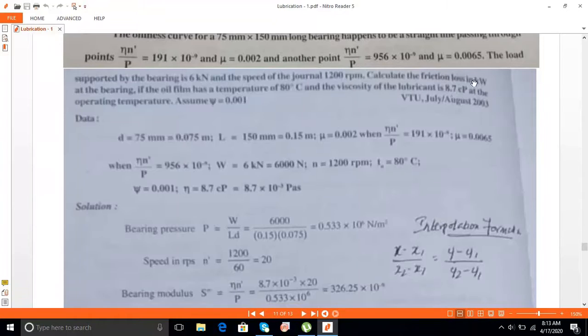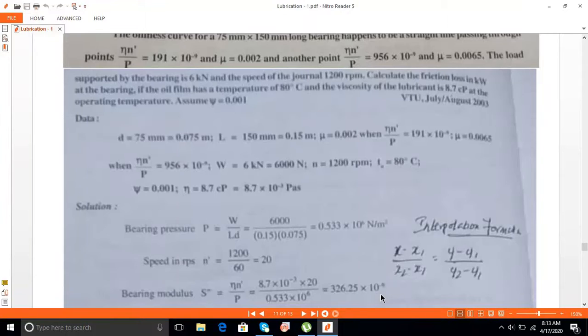Nu is given as 8.7 centipoise, 10 power minus 3. N dash is n by 60, that is 20. P is the bearing pressure, that means W divided by L into D. W is the load divided by projected area. So once we calculate, S double dash is equal to 326.25 into 10 power minus 9.